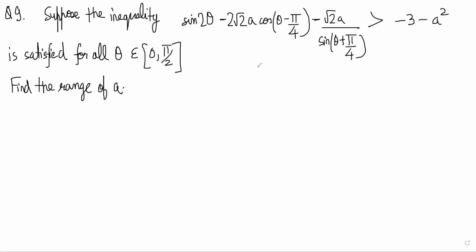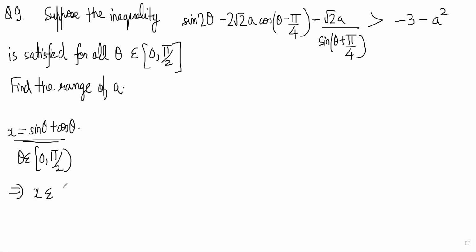Now this problem will become very easy if you just take a simple substitution. Let's say x is equal to sine theta plus cos theta. So if x is equal to sine theta plus cos theta and theta belongs to 0 to pi by 2, that implies in that range, the minimum and maximum value of x is x belongs to 1 to root 2.